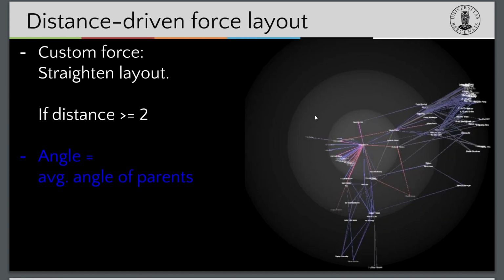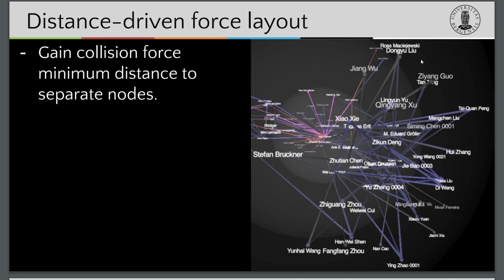And also I made this straightening force that for every node it looks at its parent node and its angle to the center and tries to get the same angle, which will make the trees straighter. But it also will bundle them together like this. So to fix this, you can also adjust the collision force minimum distance, and this will separate the nodes away from each other.